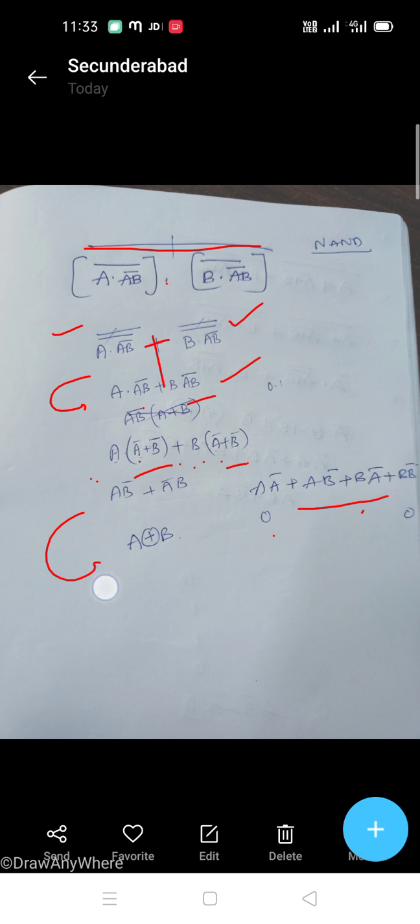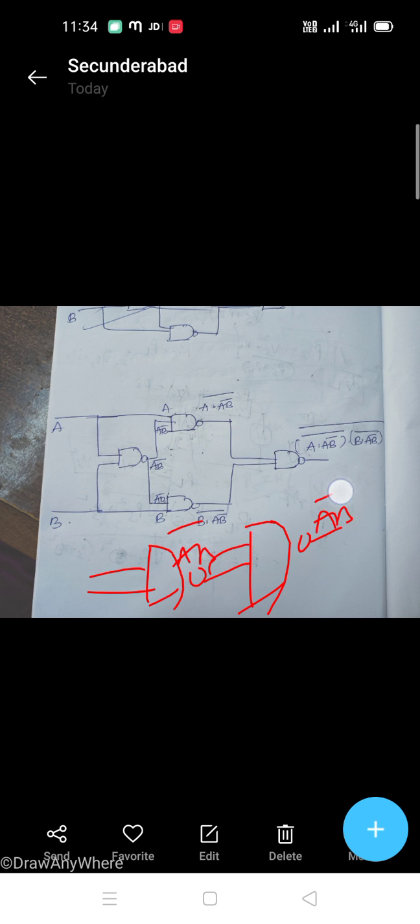That can be written as A exclusive OR B. This is the sum output. What is the carry output? Already we have A into B. A into B means, I am taking two NAND gates and tying them to another NAND gate. Tying two inputs, I get AB bar here, AB bar whole bar, which means AB. This is the carry output.